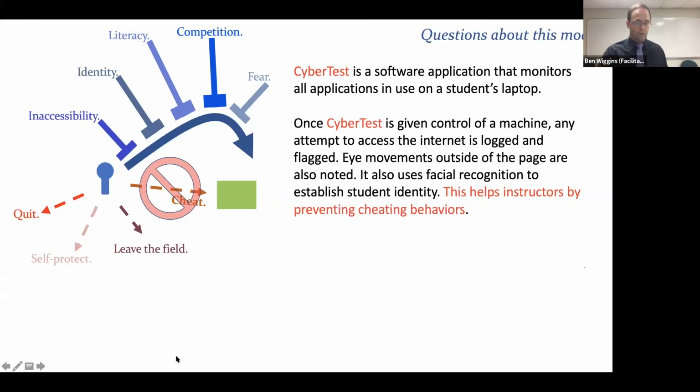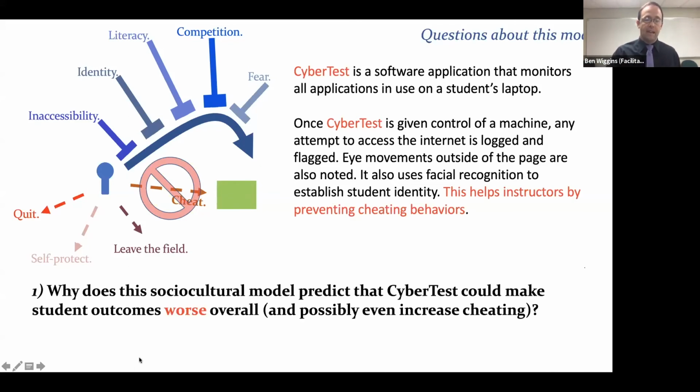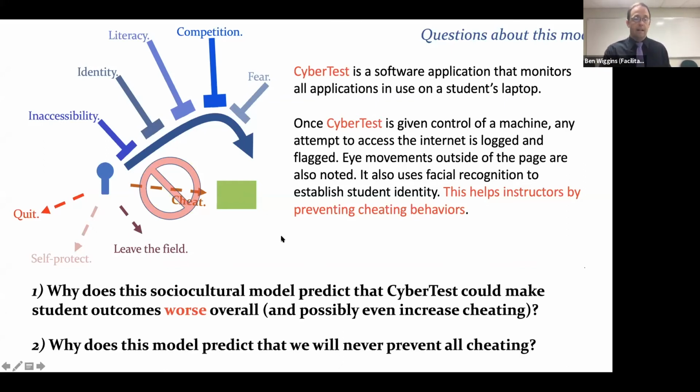My questions for you are, if we take a sociocultural lens on cheating, how does that predict that CyberTest could even make student outcomes worse overall and maybe even increase cheating? That's one question for you. I don't want you to answer yet. And I also want you to think about, why does this model predict that we will never prevent all cheating?